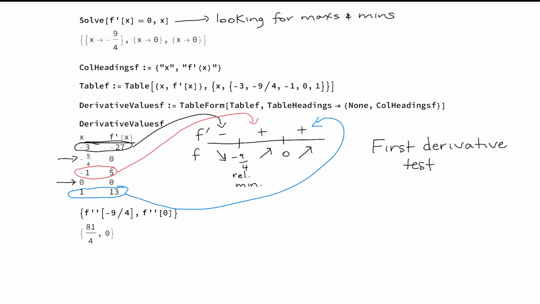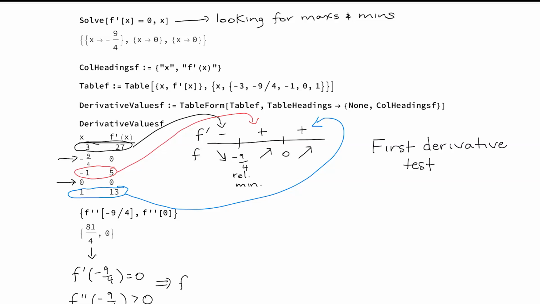Then I evaluated f double prime at both of those critical numbers, -9/4 and 0. And notice how I put those in brackets separated by a comma, so it takes up less vertical space on the page, but you could evaluate each one separately. But basically what I've found here is that f double prime, well, actually, let me go back.